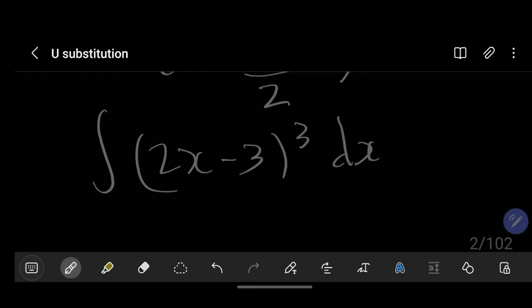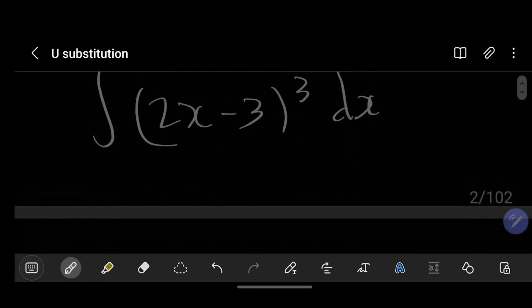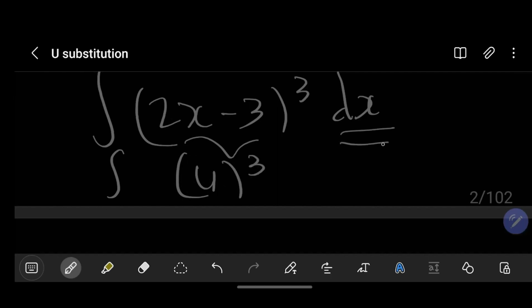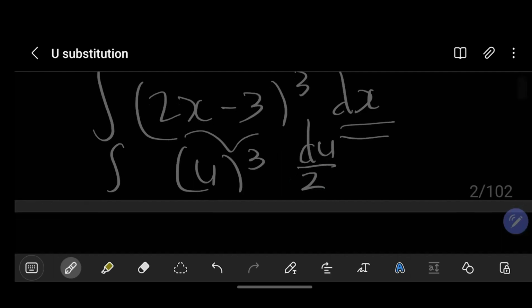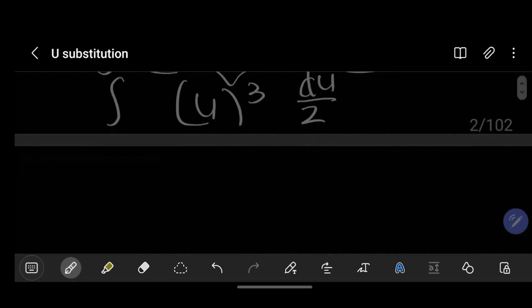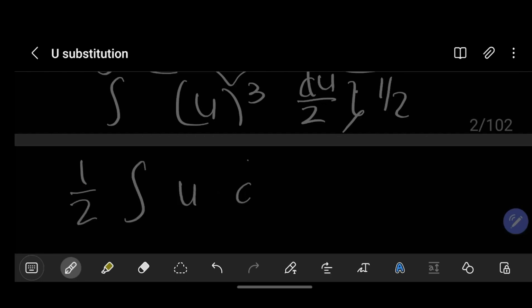So if we substitute back, we'll now have to find the integral of, we made this u, so that is u cubed. Our dx is now du over 2, and this is what we need to evaluate. Now if we evaluate this, we know that this is actually 1 over 2, so we can bring 1 over 2 to the front, and now we need to integrate u cubed du.